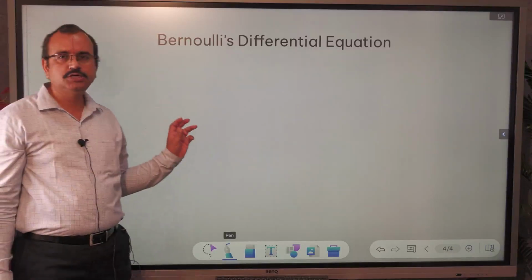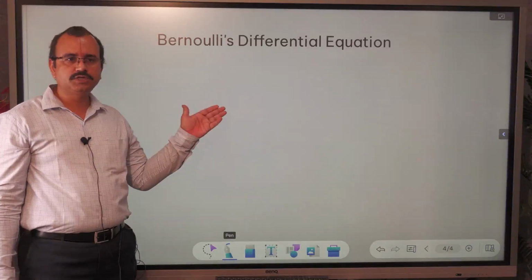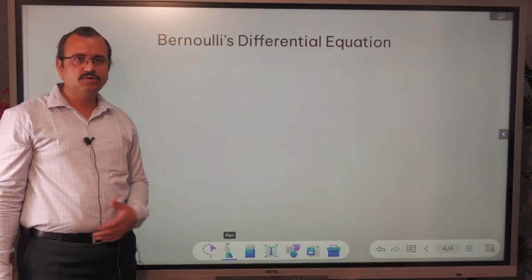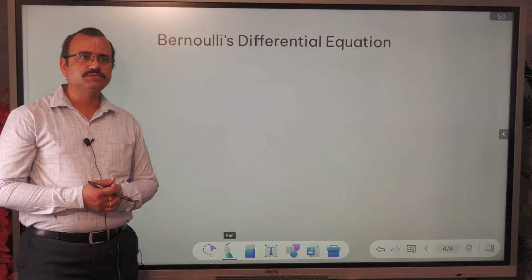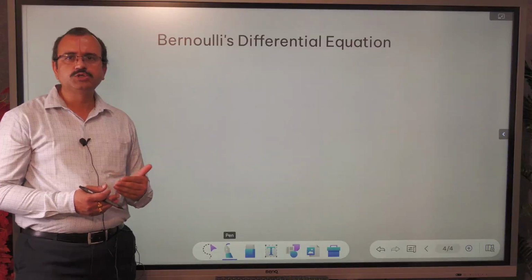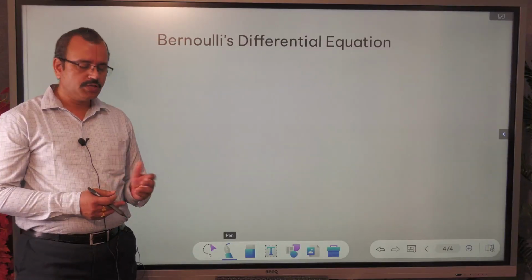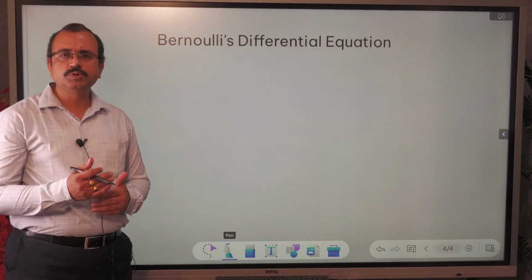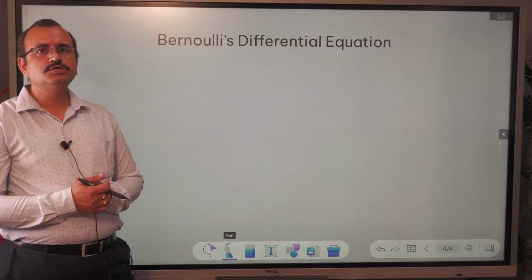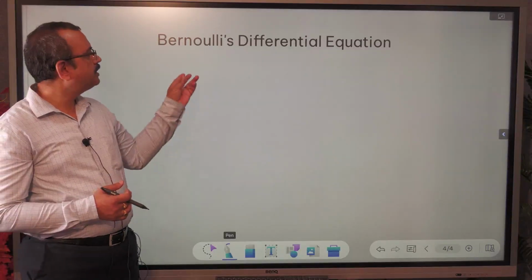In today's lecture we will discuss Bernoulli's differential equation. So what is a Bernoulli's differential equation? In other words, we can call it equations reducible to linear. So the equations which are not completely linear but are possible to convert into linear. Such types of equations come under Bernoulli's.